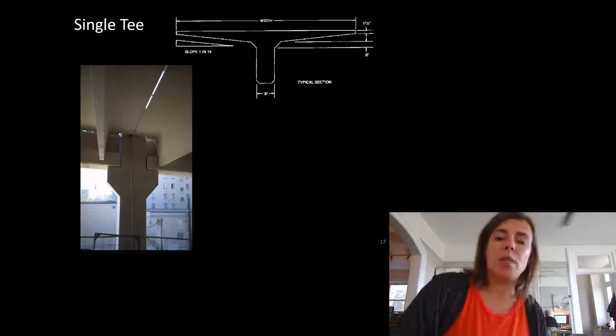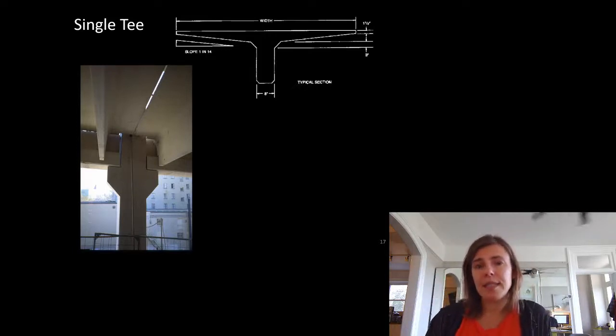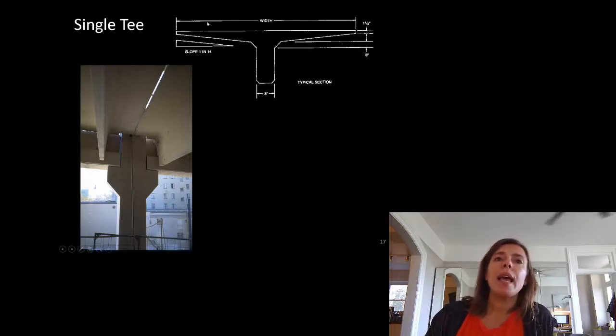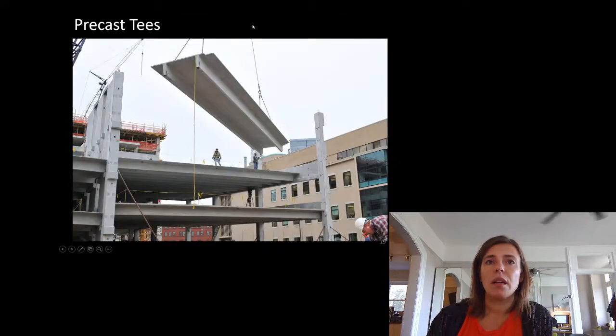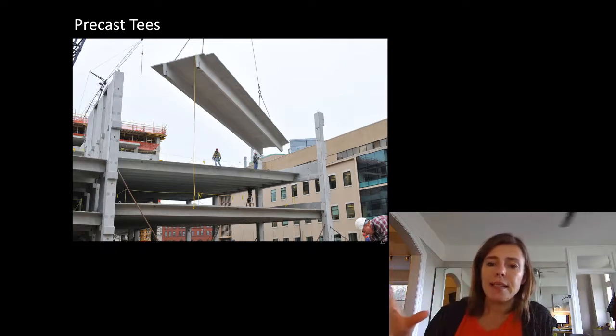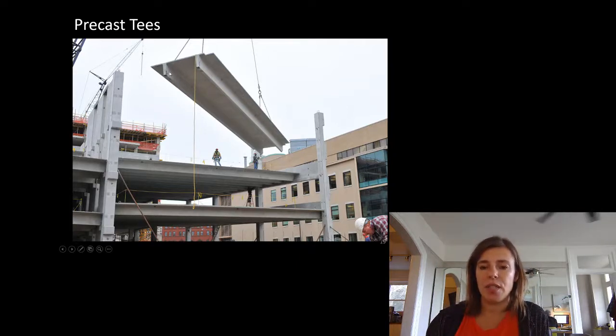Precast, we talked about precast existing. Here's a precast T-beam. Here's a precast double T being installed on site. So this has been cast in a shop. What's really nice is that it's going to have a nice smooth surface. You can go back and look at all of the advantages and disadvantages.